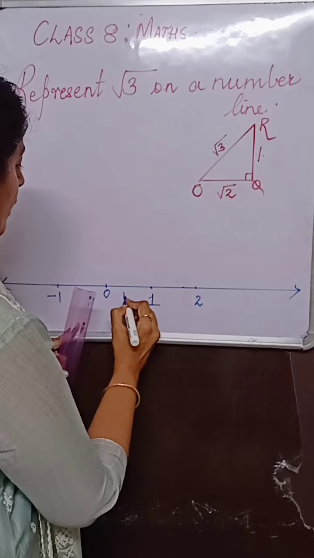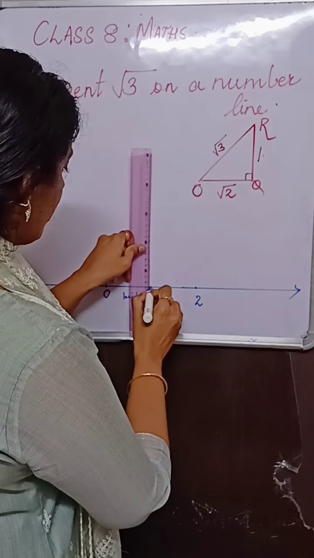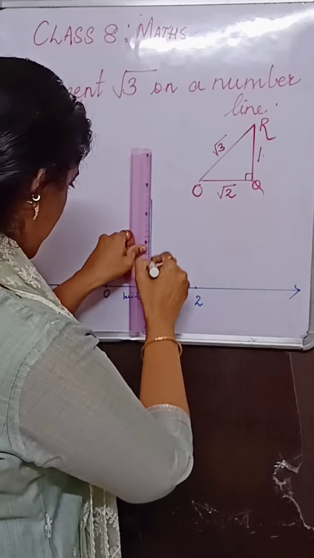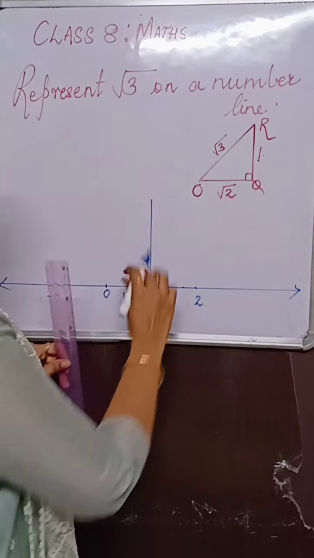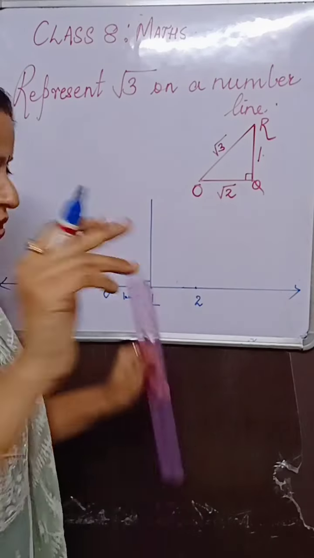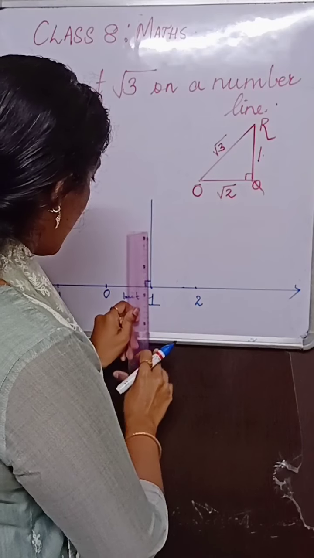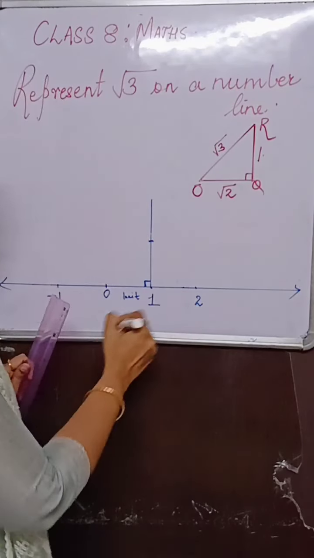We will take 1 unit, 1 unit. Here at 1 we will draw a perpendicular, a 90 degree. Show perpendicular. Then here also we need 1 unit. 1 unit is nothing but 2 centimeter. So 2 centimeter I'll mark here. You can use a compass if you want.